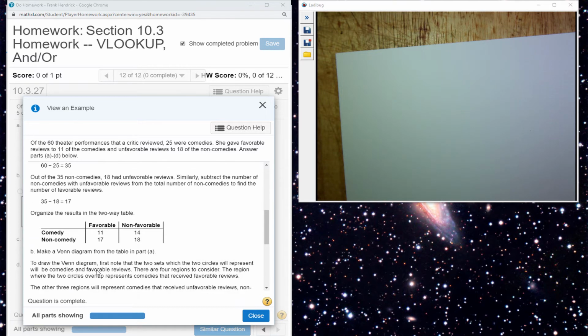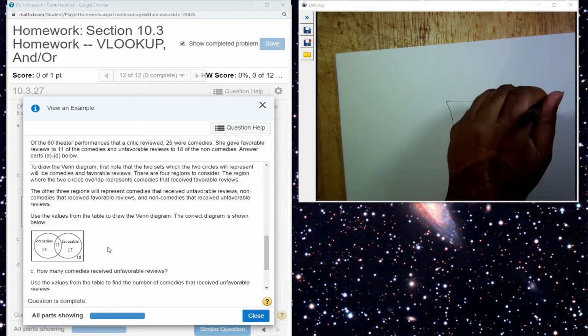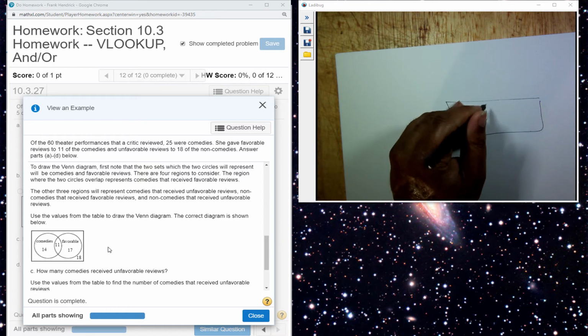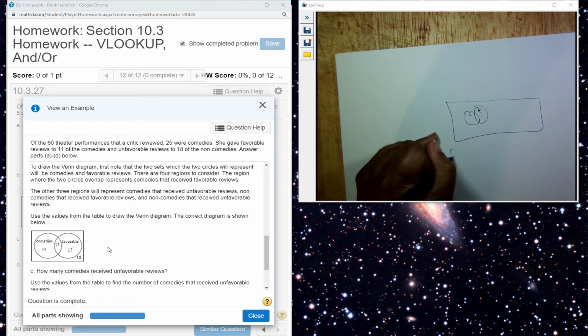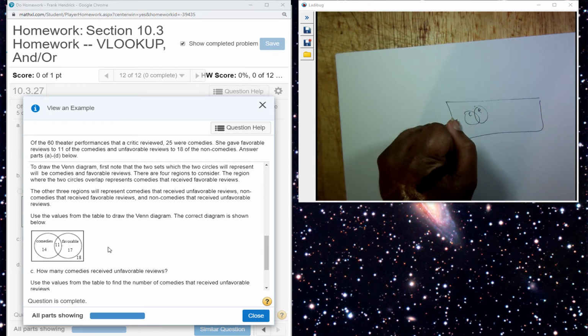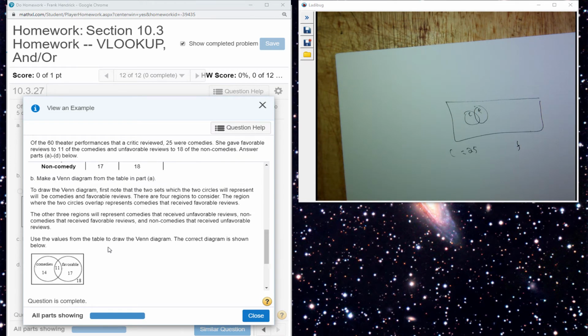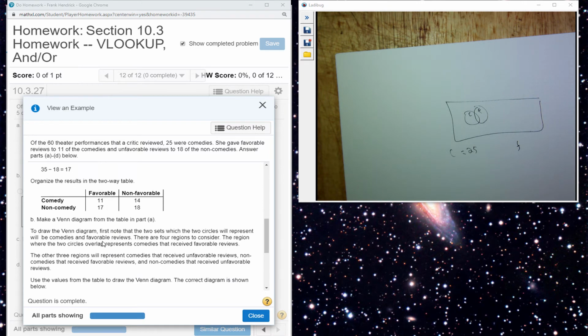Okay, so now they want you to do a Venn diagram. And they give you choices here. They are going to be similar to this right here. Comedies and favorable. So we look at these in the blocks here. We know that we have a comedy here and overlap with favorable. So for comedies, there's 25, and for favorable, there's 28.